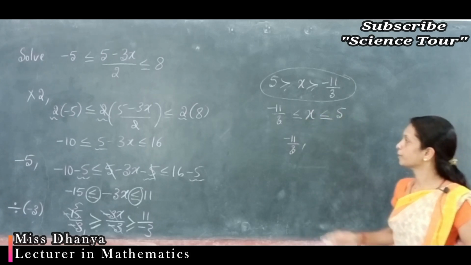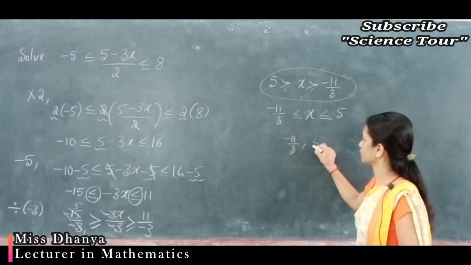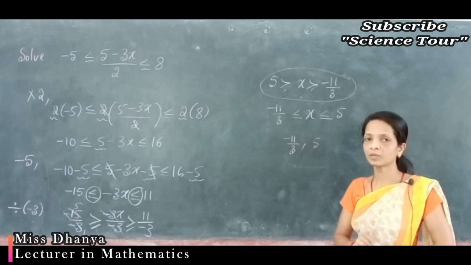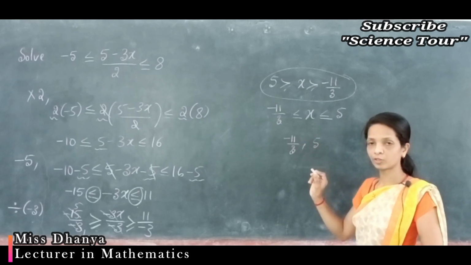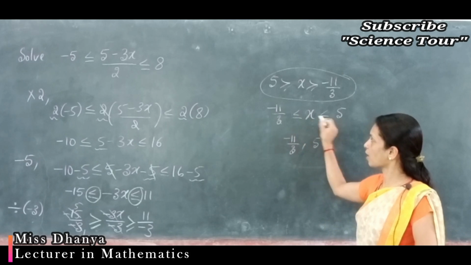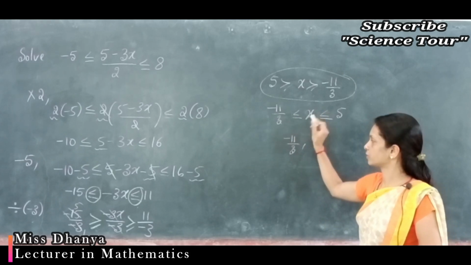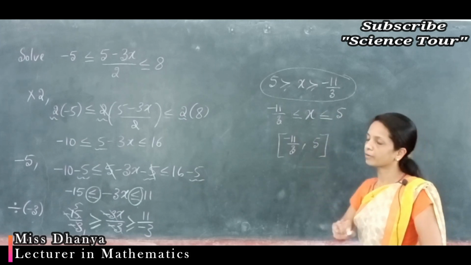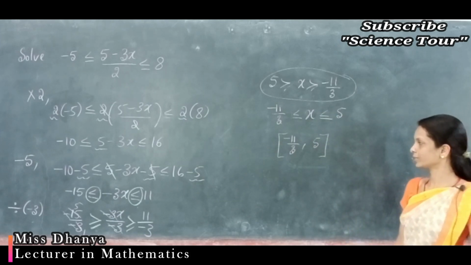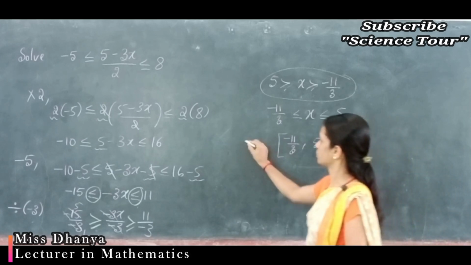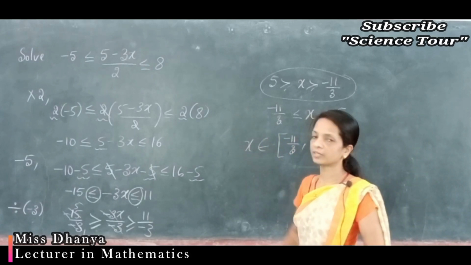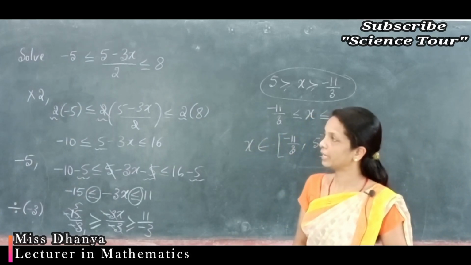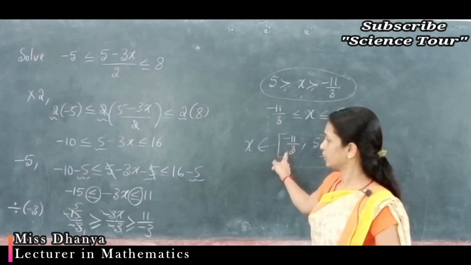Okay, and your second number is this one, 5. Which bracket do you have to use? Here you have a slack inequality. Since you have a slack inequality on both sides, you can use a closed bracket, or what a square bracket. So this is the solution of that double inequality in interval form.